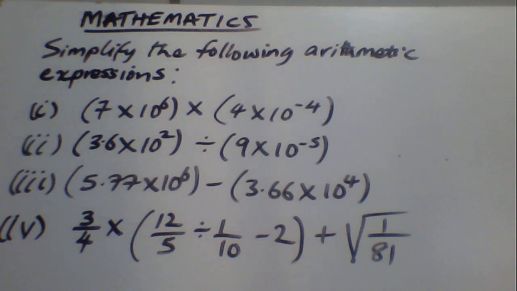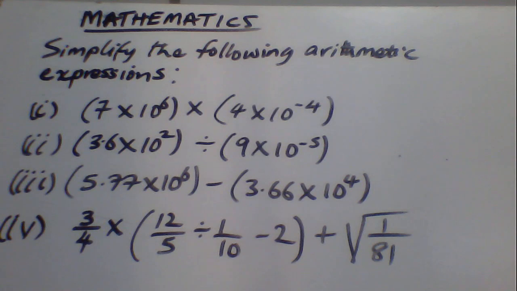Alright, good day students. As you can see, you are given some numerical expressions. You are required to simplify them. The first one is the product of 7 times 10 raised to power 6 multiplying 4 times 10 raised to power minus 4. The second is you are asked to divide 3.6 times 10 raised to power 2 divided by 9 times 10 raised to power minus 5.